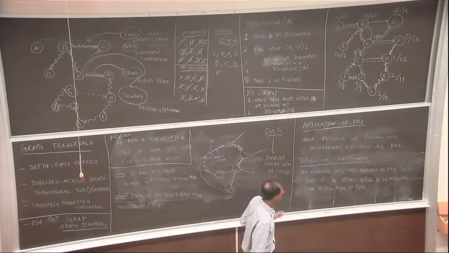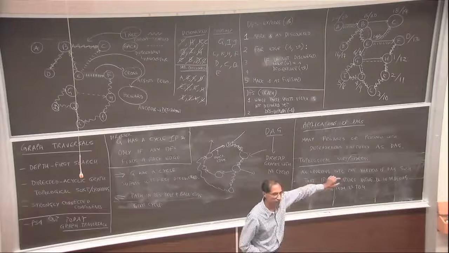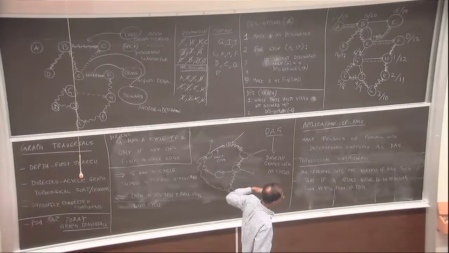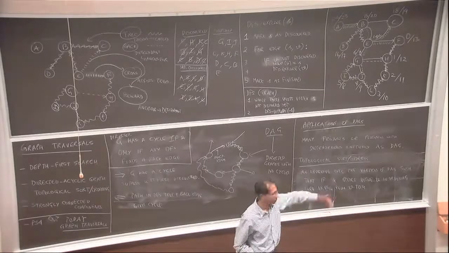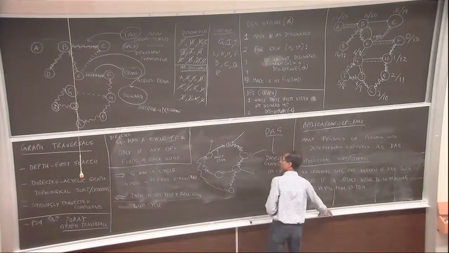Alternatively, if you're writing all the vertices in order, left to right, then all the edges have to go left to right. Okay? Alright, so let's take an example.